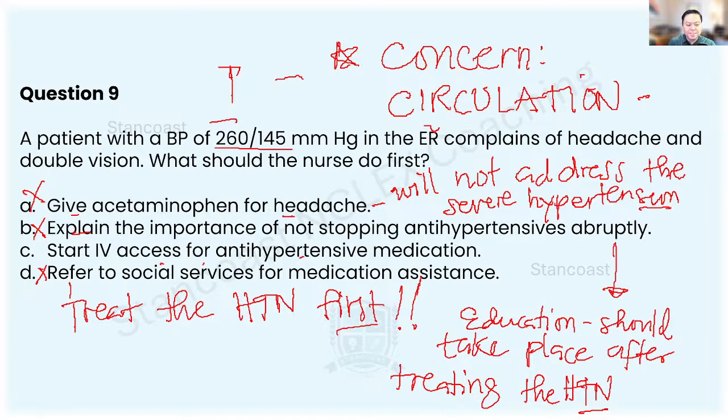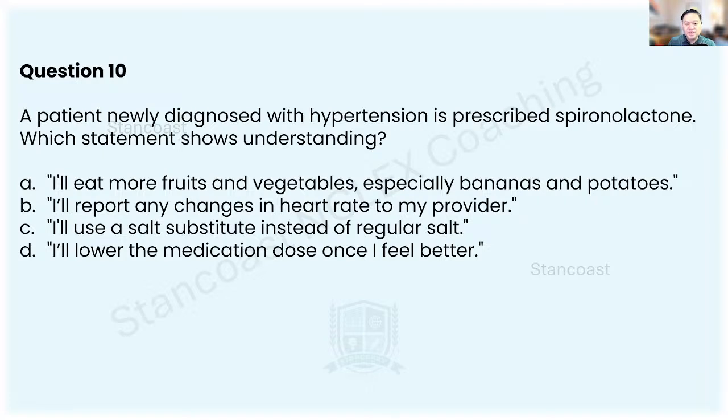Simply as that. Now, number 10, a patient newly diagnosed with hypertension is prescribed spironolactone. Which statement shows understanding? A, I'll eat more fruits and veggies, especially bananas and potatoes. B, I'll report any changes in heart rate to my provider. C, I'll use a salt substitute instead of regular salt. D, I'll lower the medication dose once I feel better.